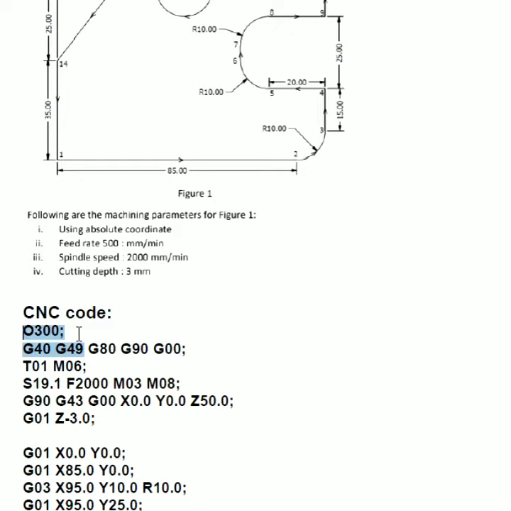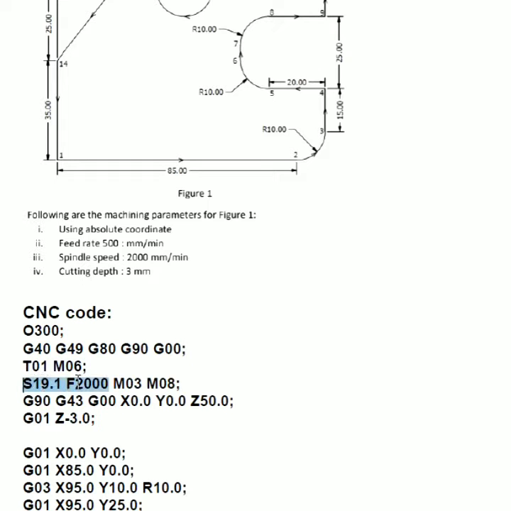The first line, or the first block, is the program name. We can enter any name we want, 3000 or anything, but here I put it as O3000. The second block is the default condition of our machine before we start the program. The third block is the tool change, or the tool selection, of the machine.